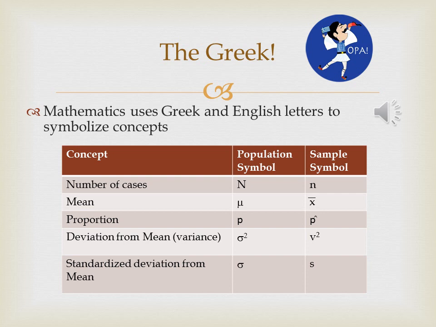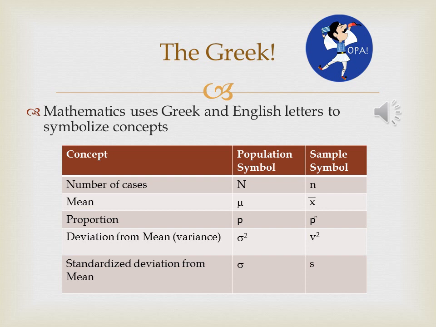I suspect for some of you, what is confusing are the different kinds of symbols that are used to represent concepts. Mathematics uses both Greek and English letters to symbolize concepts. And when it comes to statistics, there are two sets of symbols. There are symbols that represent the population that you're seeking to study, and then there are symbols that represent the sample statistics from the sample that you've drawn.